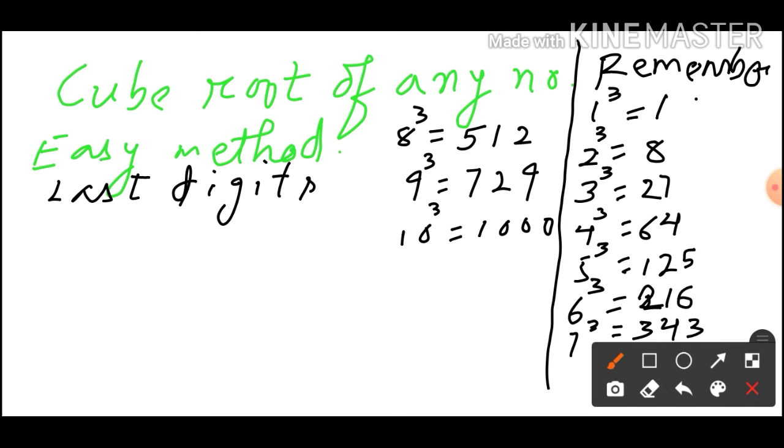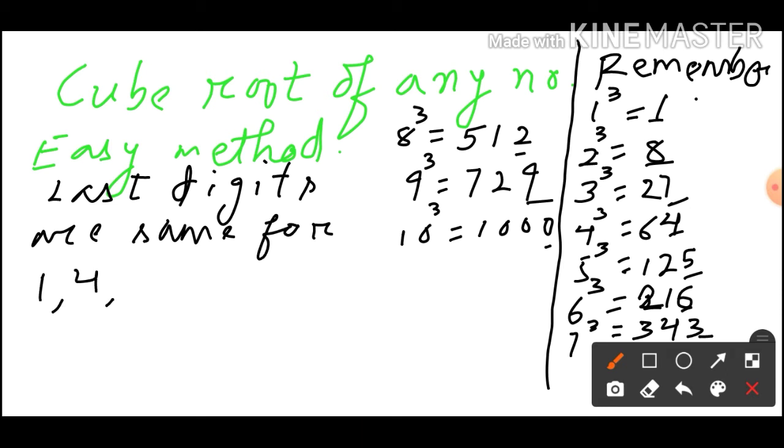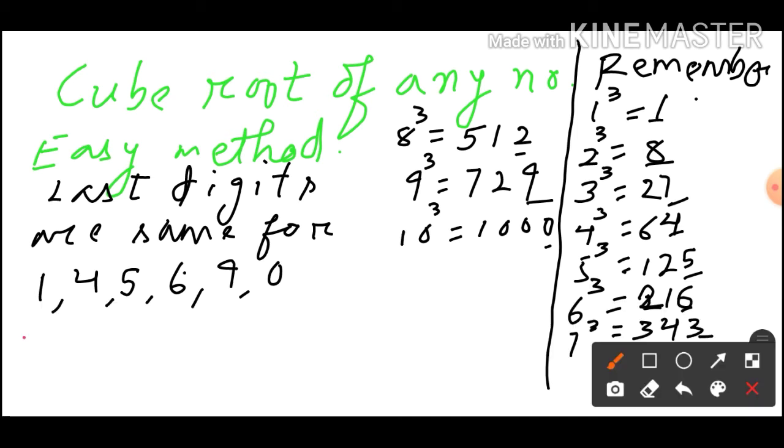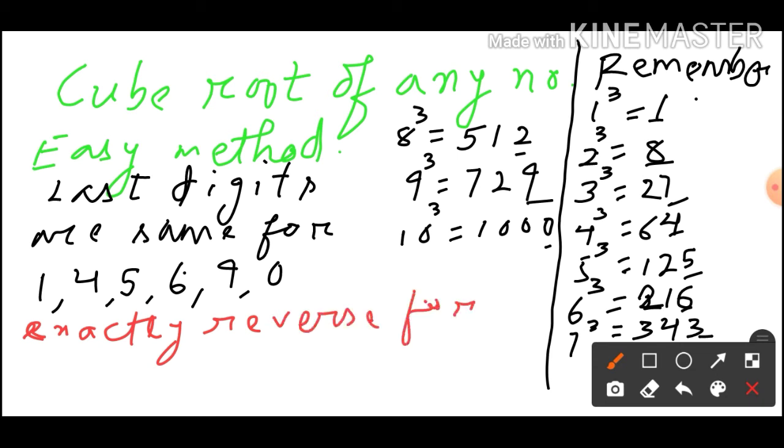See the last digits: 1, 8, 7, 4, 5, and so on. Everything is coming from 1 to 10, and each last digit comes only once. This is the most important criterion for getting the cube root. And look here, the last digits are the same for 1, 4, 5, 6, 9 and 0. So you don't have to remember much for these numbers. 1's cube is 1, 4's cube is 64, 5's cube is 125, so you are getting the same last digit.